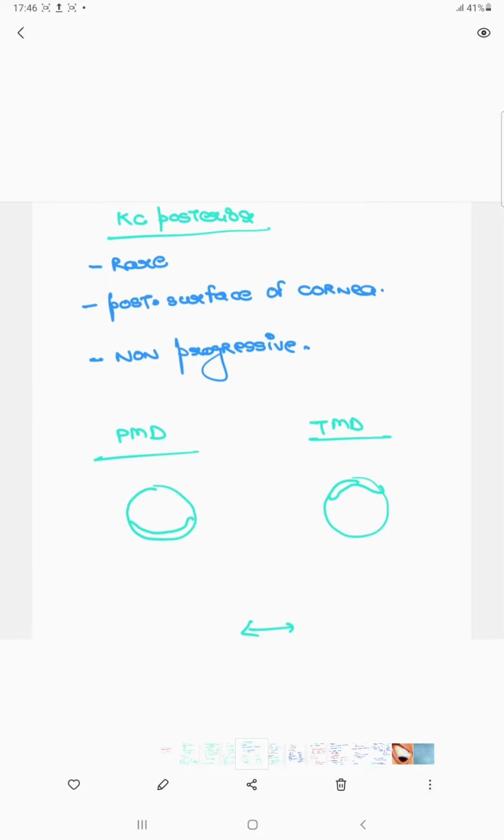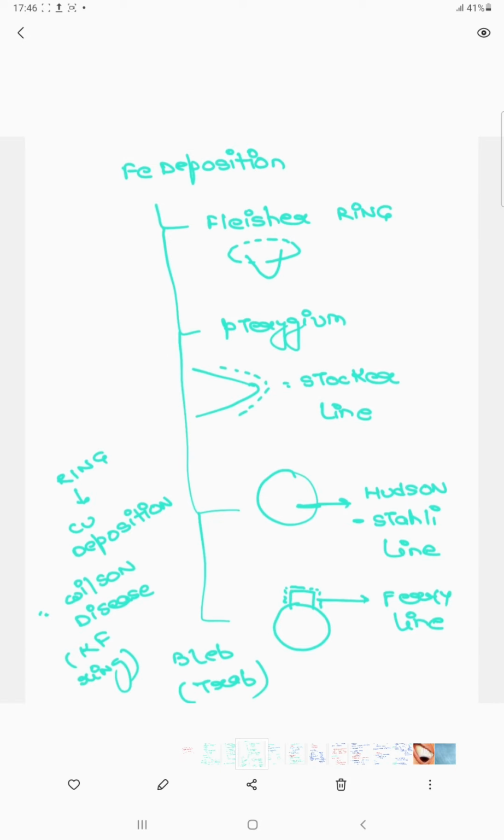Others are posterior keratoconus, which is a very rare condition and is non-progressive. Others are PMD and TMD, that is pellucid marginal degeneration and Terrien's marginal degeneration. Terrien's is upper, right? So in Terrien's marginal degeneration the cornea degenerates from above, and in pellucid marginal degeneration the cornea degenerates from below.